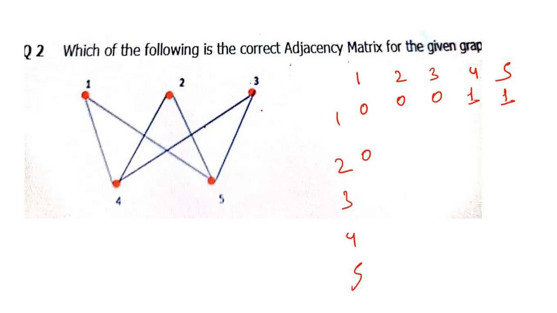2 to 2, there is no loop, so that will be 0. 2 to 3, there is no edge, right, so make it as 0. 2 to 4, yes, there is an edge. 2 to 5, there is an edge.